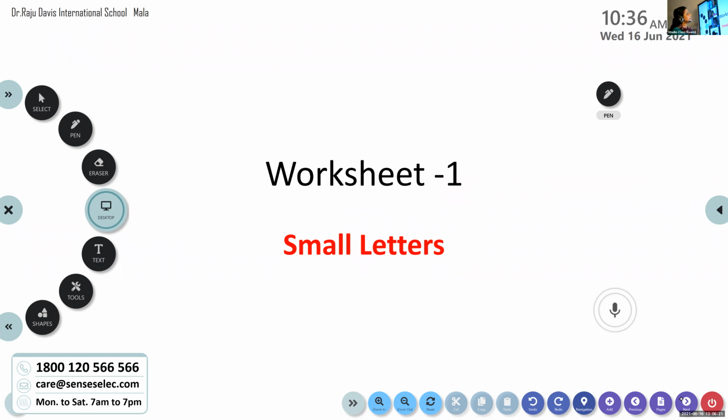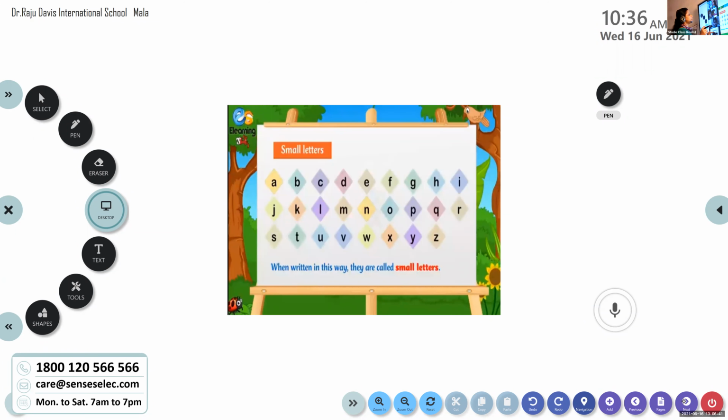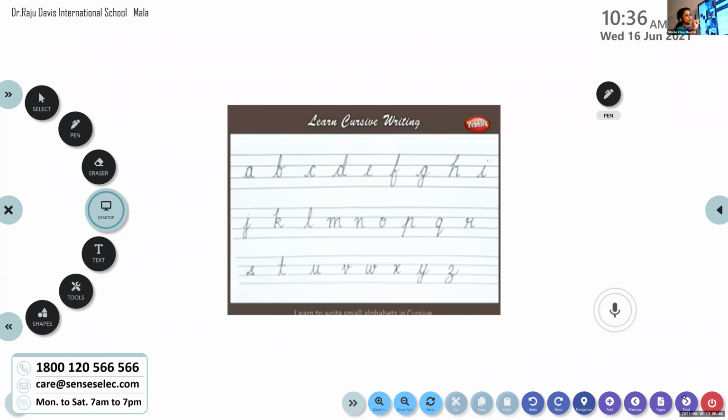So we are in worksheet 1, small letters. We are already familiar with all these letters. We know how to write, but still let's recap what we have already learned before we move on to the exercise part. These are called the small letters, and while we write them we have to write in cursive letters. Once again, let's recall these letters. Are you all ready?